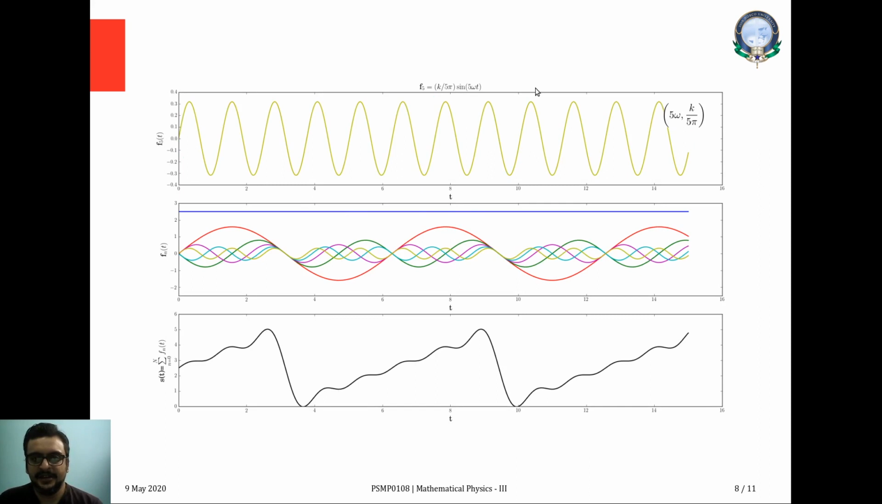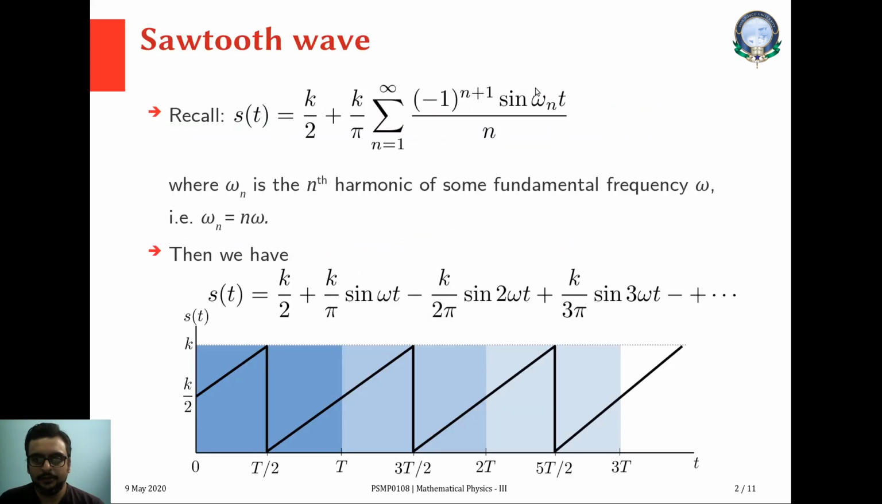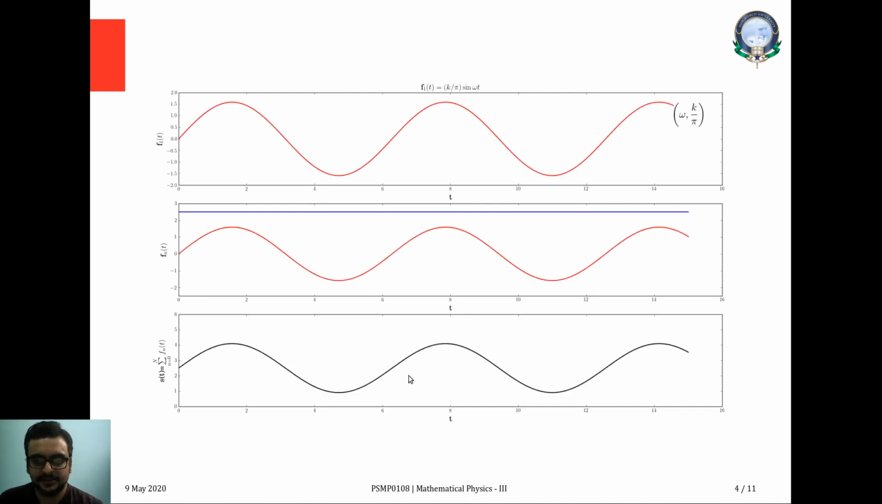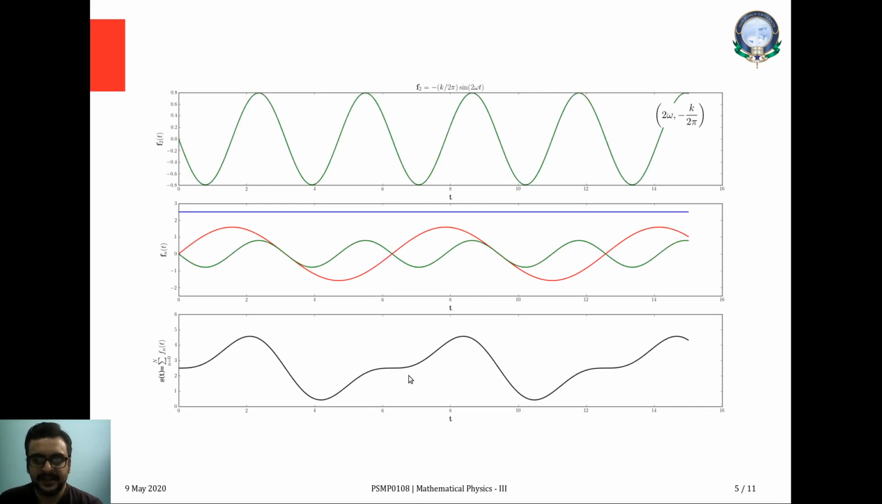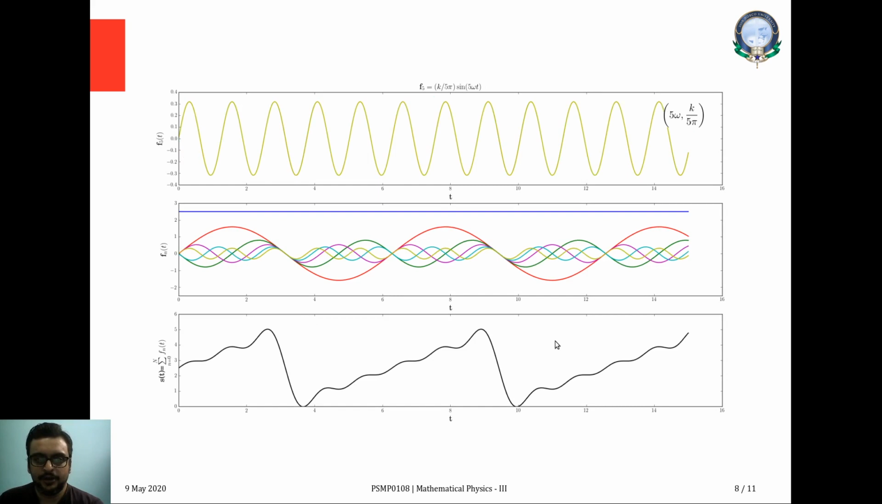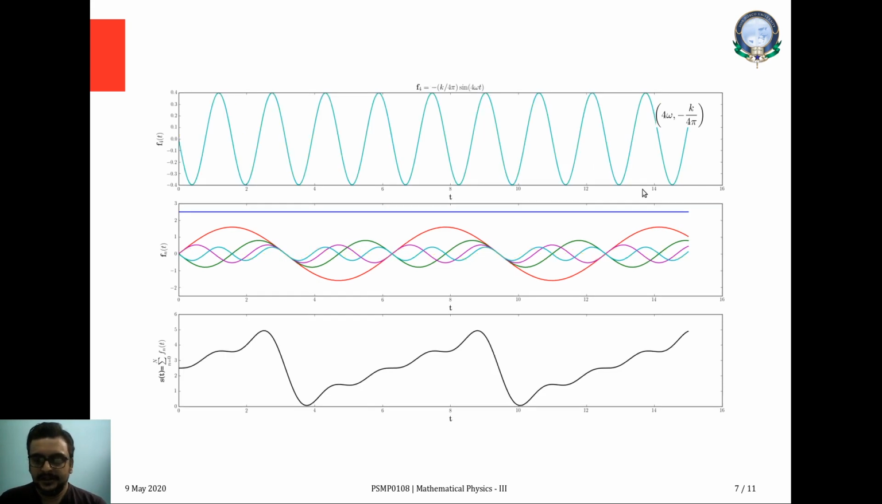So you can see here, as we add more and more terms, initially, look at this plot, it was just a constant plot. Then we added the first harmonic, then the next harmonic, and the next, and the next. It's becoming more and more like a sawtooth wave. If I add a sufficient number of components, it's going to become a sawtooth wave.